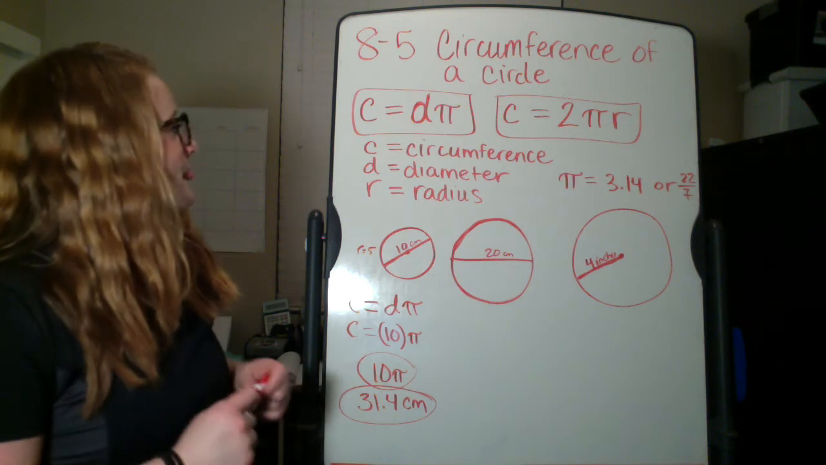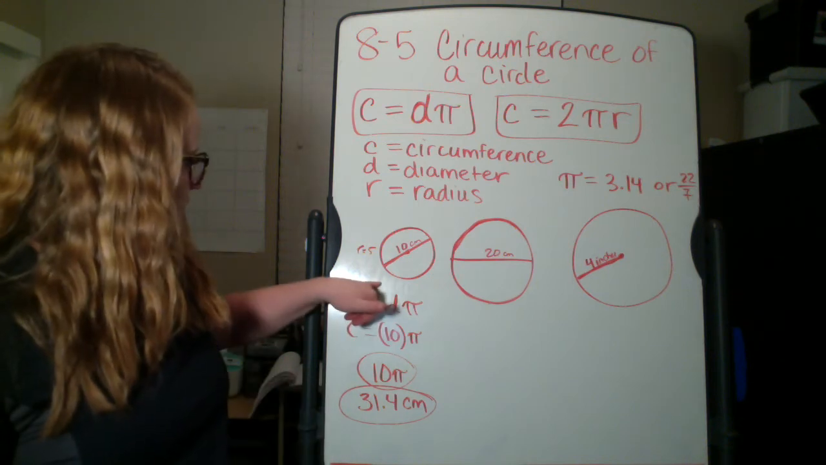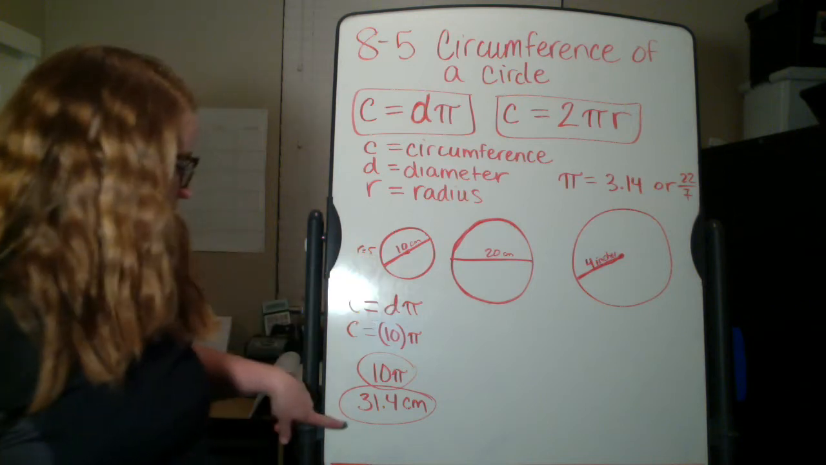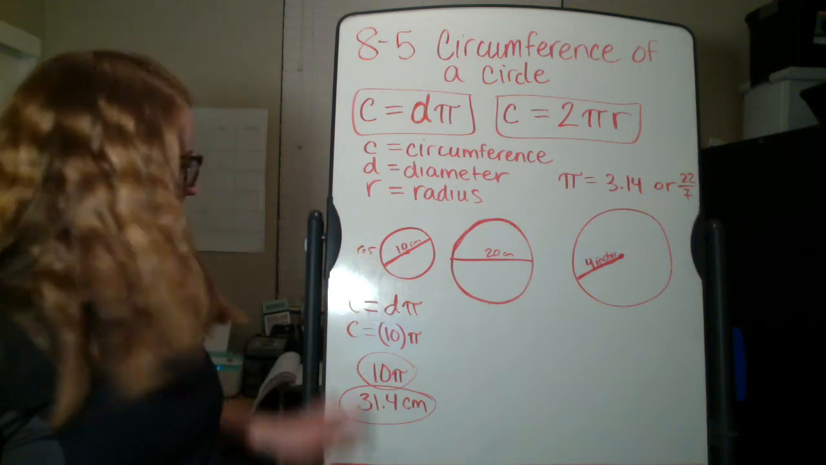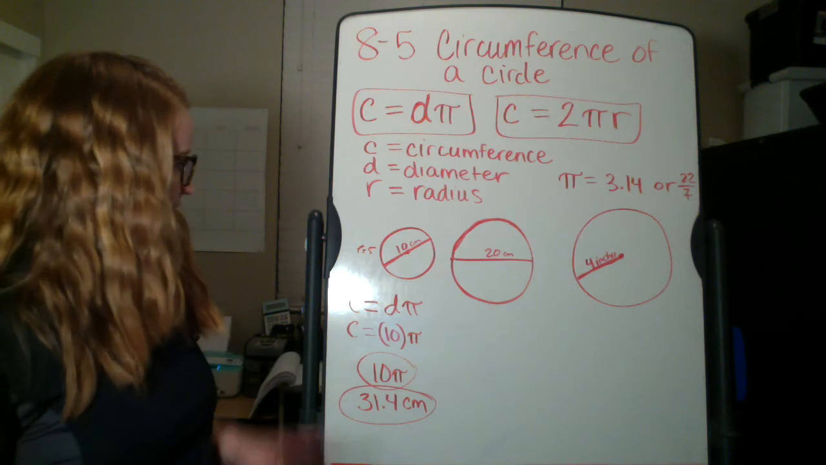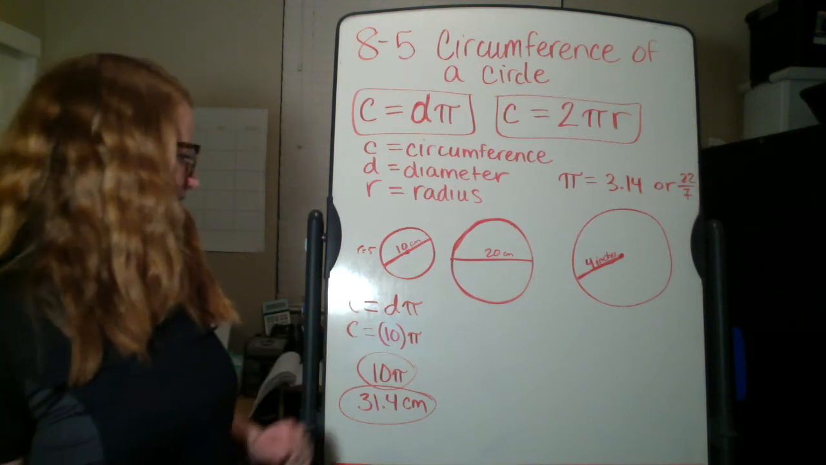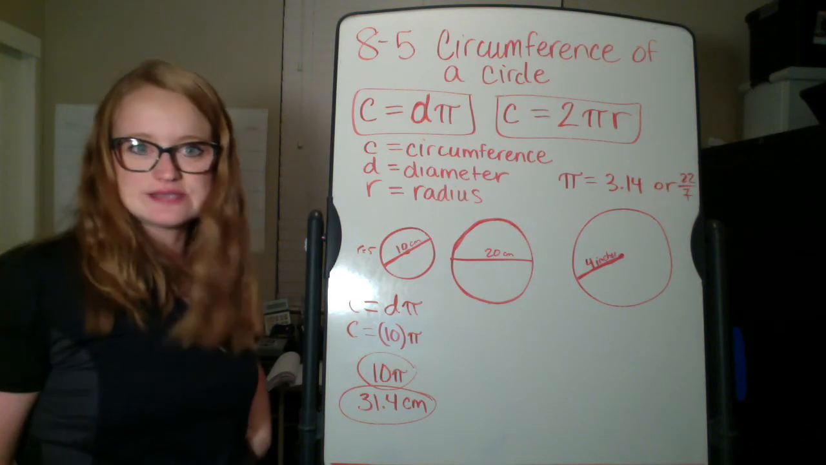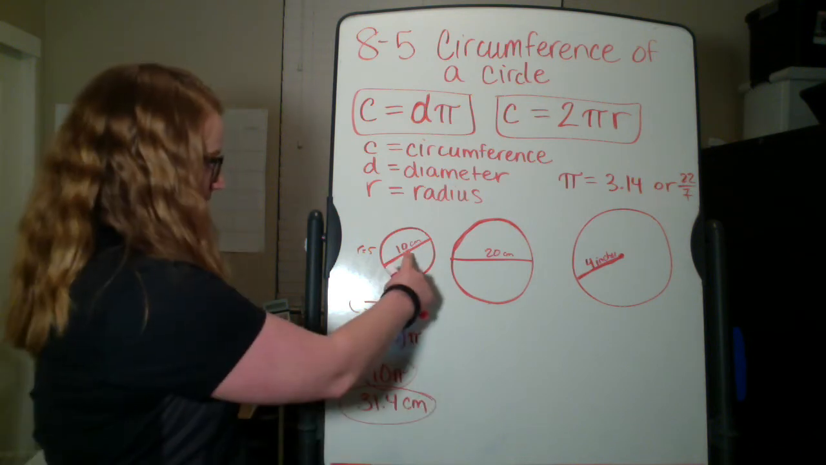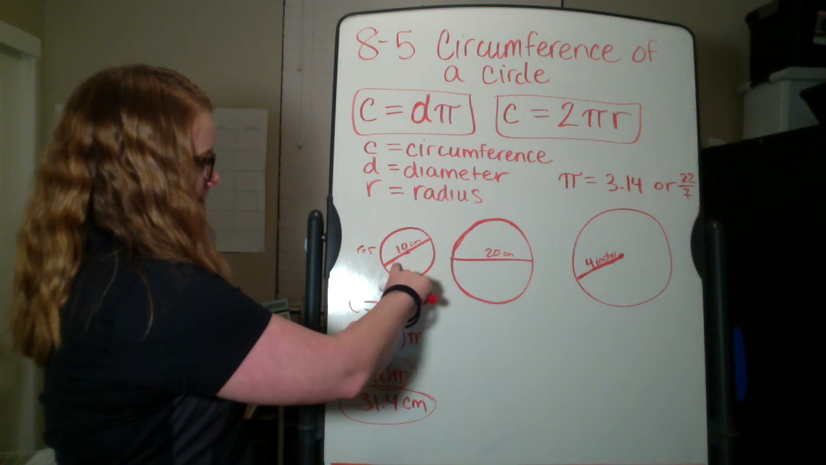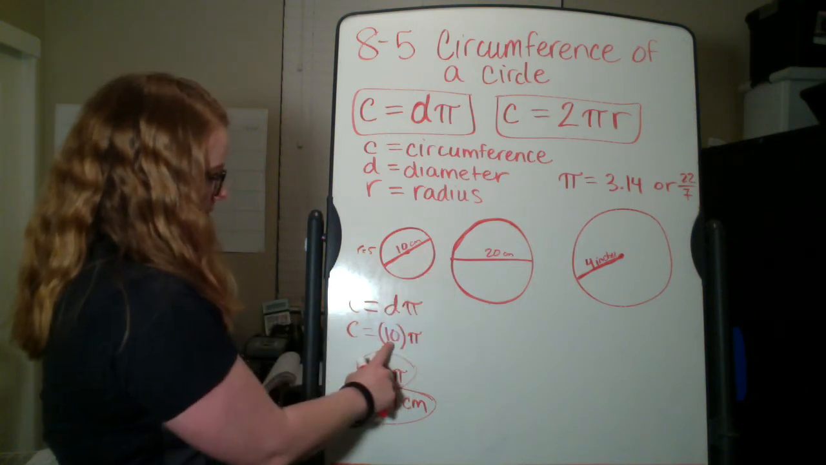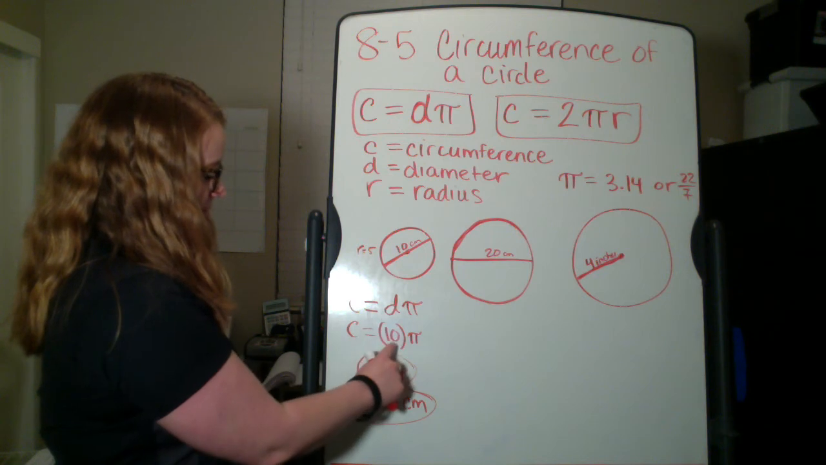So first things first, we're going to calculate the circumference of this circle, and I've already kind of shown you my work, so I want to show you what I did here. So I first just rewrote the formula that I was going to use, c equals diameter times pi. Then I substituted the value 10 because I knew that the diameter of this circle was 10. So I replaced the diameter d with 10 instead.